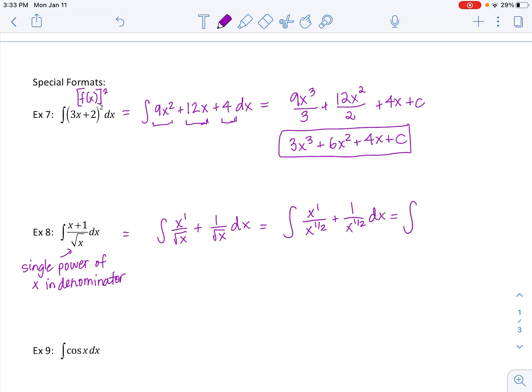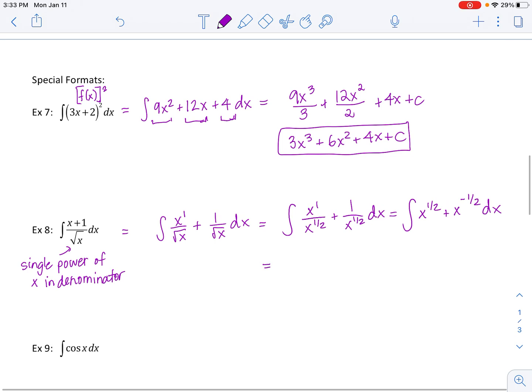Now I'm going to simplify those by subtracting. The first one, the 1 minus the 1/2, is x to the 1/2. And then the second one can just be written as x to the negative 1/2. So I haven't actually integrated anything yet. It was a series of simplifications. So my integral and my dx still exist. Now I don't write those any longer when I go to actually integrate.